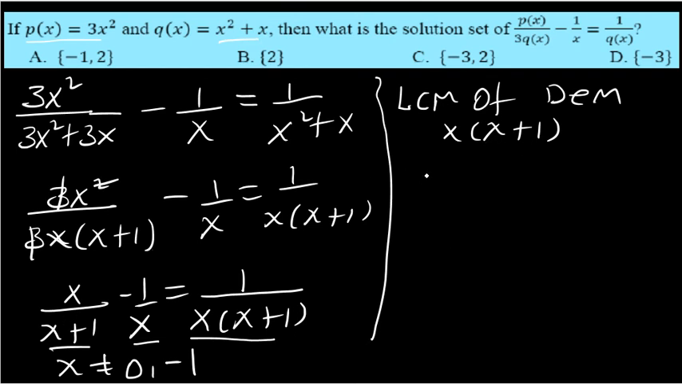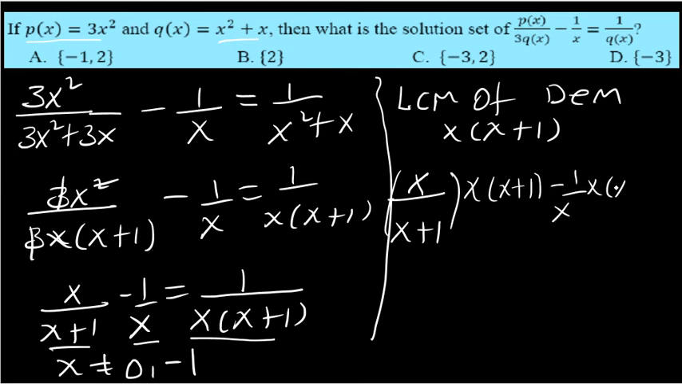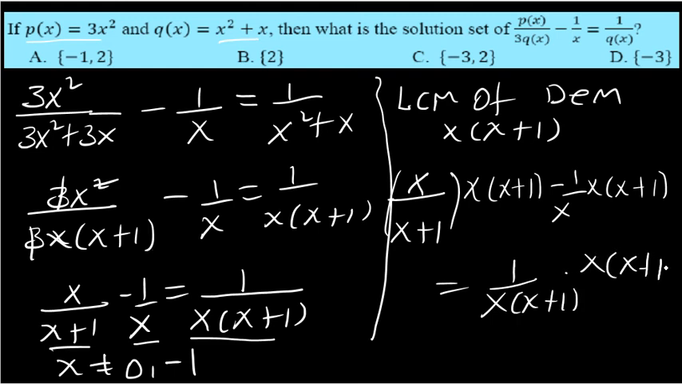It's going to be x over x plus 1 times x into x plus 1, minus 1 over x times x into x plus 1, we are multiplying, is equal to 1 over x into x plus 1, then again times x plus 1. This time we are trying to remove the denominators. So x plus 1 cancelled and x squared left, minus here x cancelled, just x plus 1 left, but there is a negative here. Don't forget the negative will be distributed. x squared minus x minus 1 will be equal to the right side, everything is cancelled out, just x left.